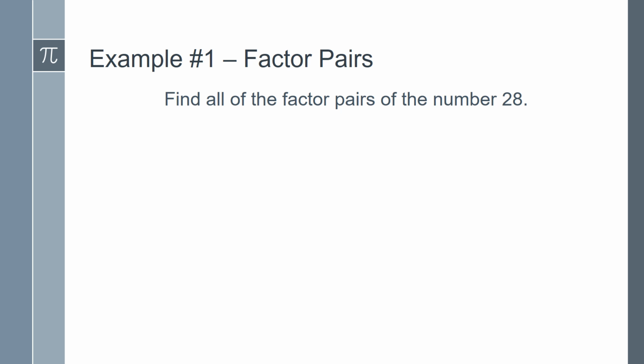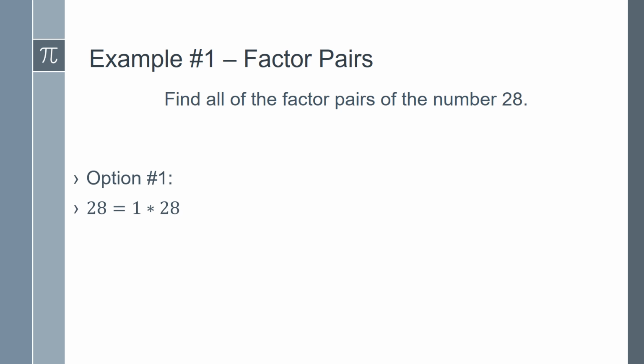Example number 1. Find all of the factor pairs of the number 28. There are two options to display this information, but both use the same method. So for now, we'll practice both options and you can choose the one that you like best. For option number 1, we need to start with the factor pairs. The easiest factor pair is always 1 times the number itself. So in this case, the first factor pair is 1 times 28.